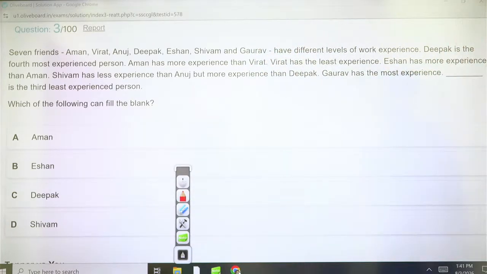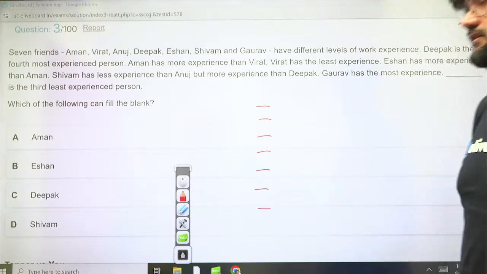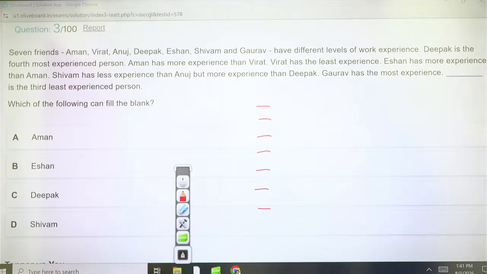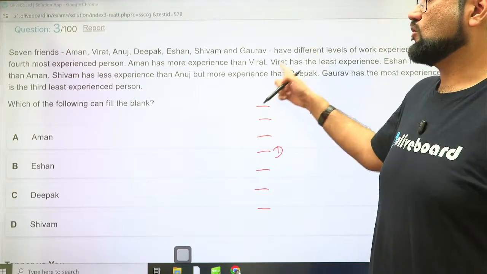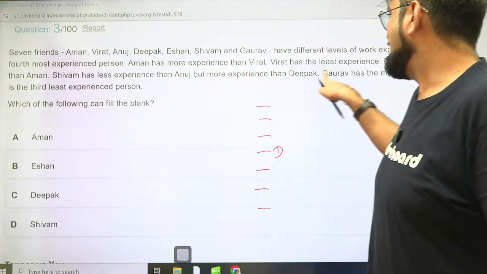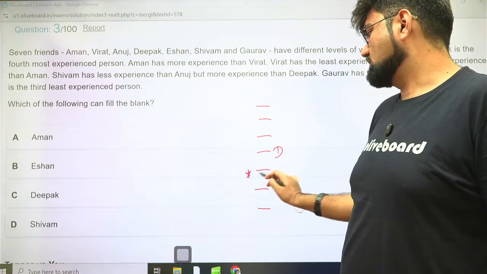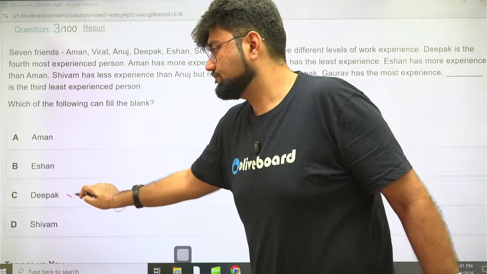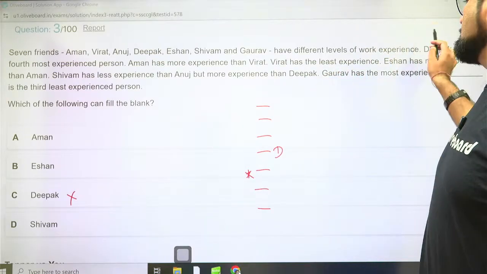Okay. 7 friends have different levels of work experience. So 1, 2, 3, 4, 5, 6, 7. This is actually an order and comparison based question. Deepak is 4th most experienced person. So Deepak is here. Look at the question. Question is, which of the following can fill the blank? The blank is Dash is the 3rd least experienced person. So we need this person. Surely not Deepak. Now we are doing 3 things simultaneously, like I've taught you always.